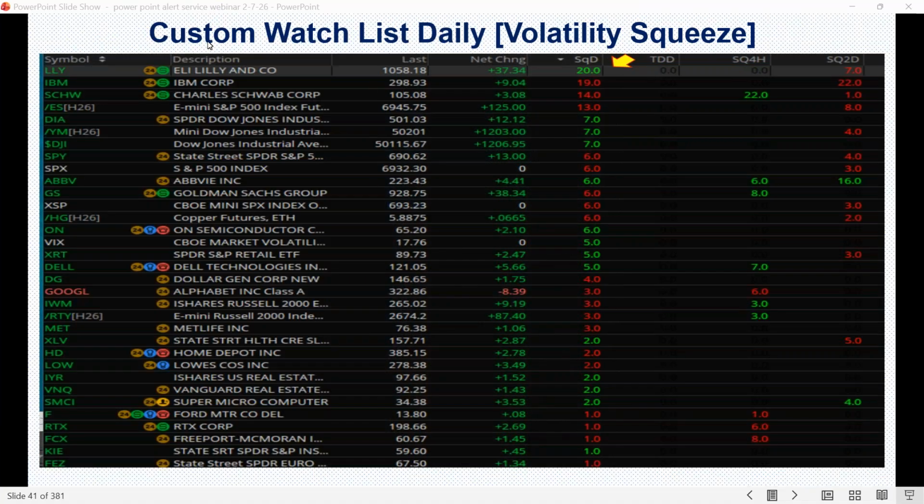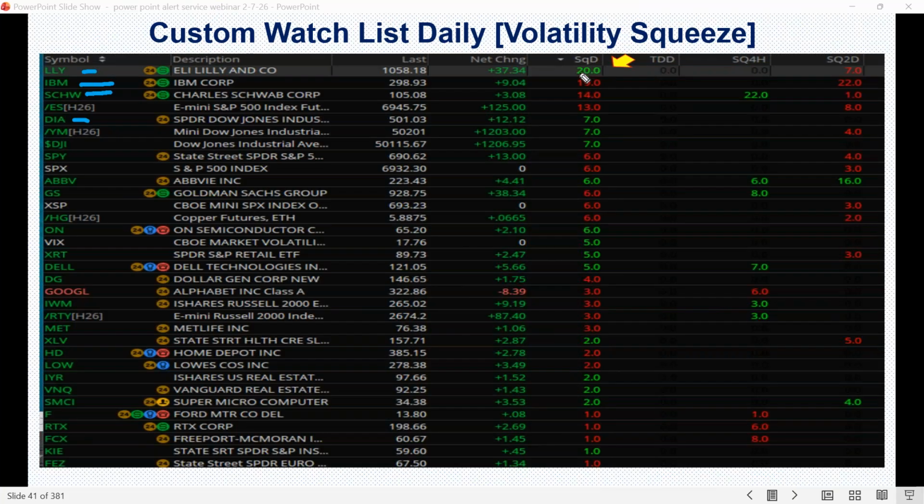But first, here's a look at what I refer to as my custom watch list. All the different stocks, ETFs, futures that I follow, I put them into this list. I click on squeeze right here. That's daily squeeze, and it populates everything that's in a daily volatility compression squeeze pattern. So that's, again, that pattern that I showed you where you've got that consolidation sideways pattern. All right, so you can see there are a lot that have populated here. We've got IBM, Lilly, Charles Schwab, the Diamond. We'll go through a few of these, and I'll point out some of the ones that look pretty good. So we've got quite a few here.